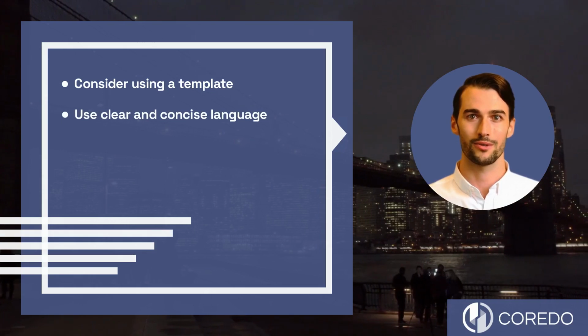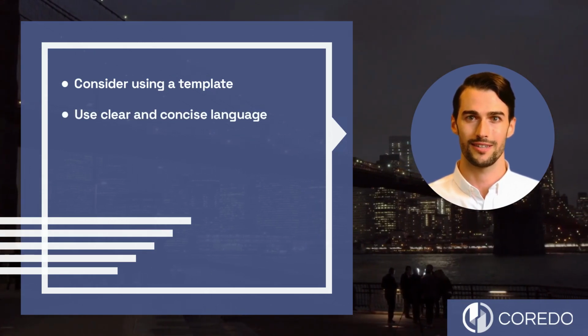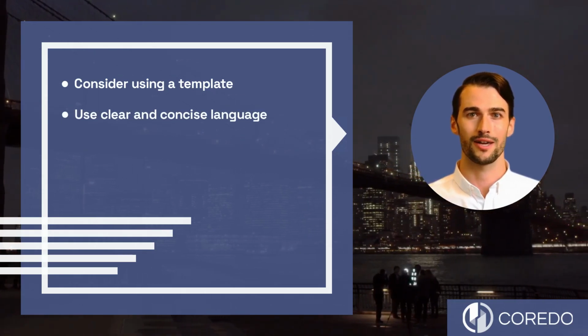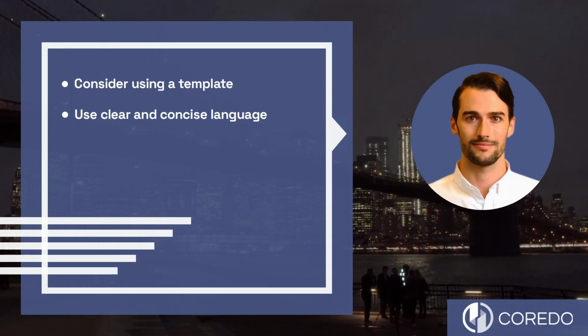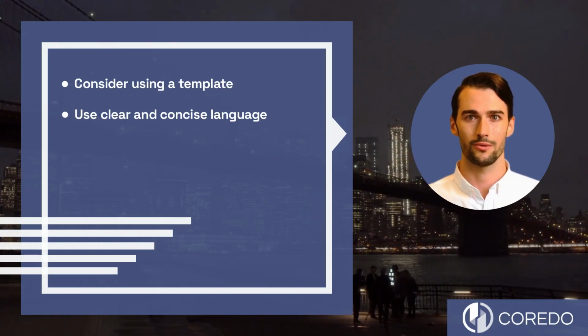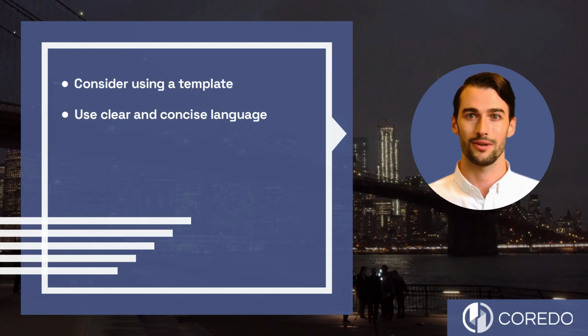Use clear and concise language. The Memorandum of Understanding should be written in clear, concise language that is easy to understand. Avoid using legal jargon or technical terms unfamiliar to the reader.